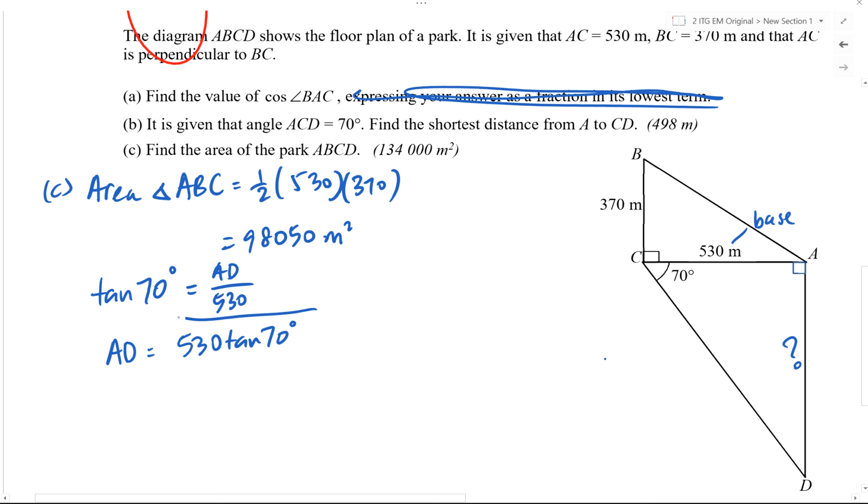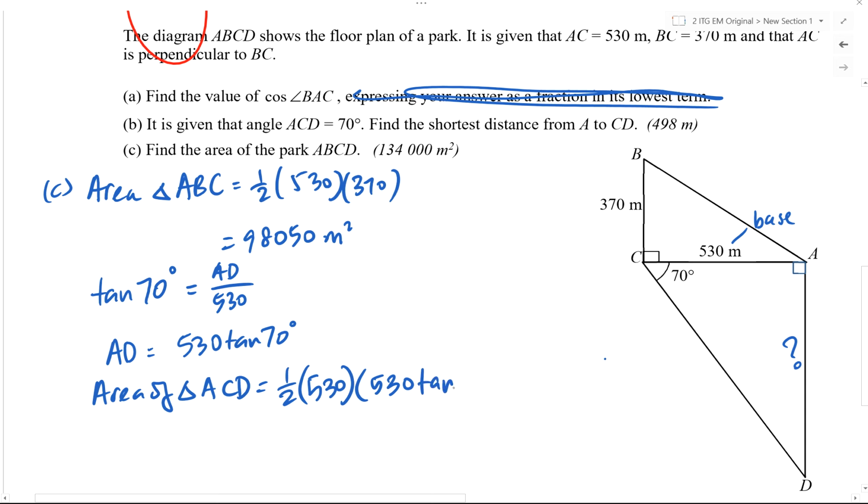So now this I know is going to be the exact value of AD, and I want to keep it that way. Because subsequently, I want to find the area of triangle ACD, which is half times the base, 530, times the perpendicular height, which is 530 tangent 70 degrees. And now we get the answer. So 0.5 times 530 times 530 times tangent 70, we get a big number, 385,883.2. Then we're going to add this to the area for the other triangle. So we plus.